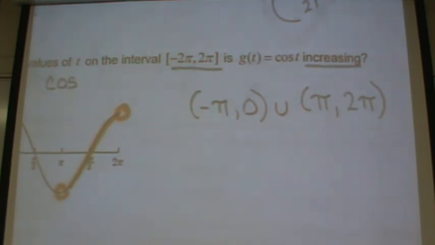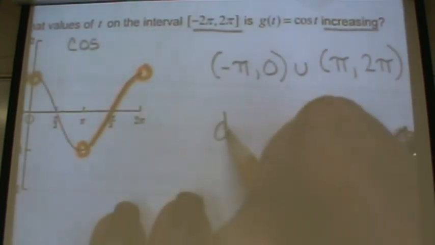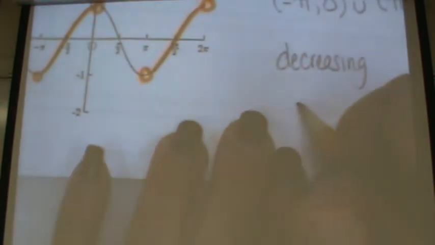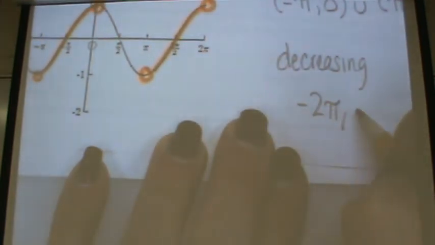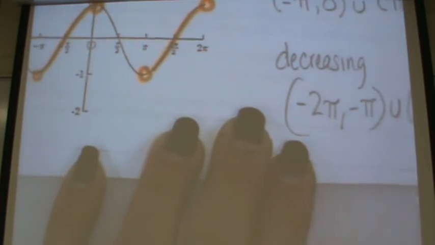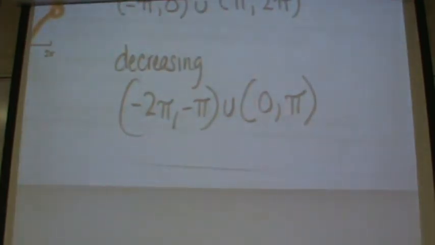Yes. What if I asked you what interval is it decreasing? What would you tell me? If I said decreasing interval. Negative 2 pi to negative pi, and 0 to pi. Parentheses, no brackets. Good. So that's what they're going to ask you.